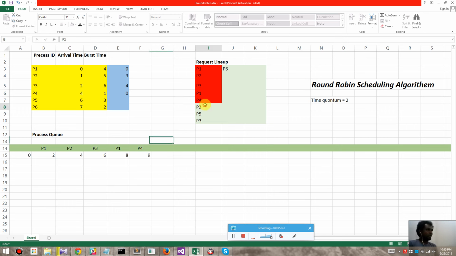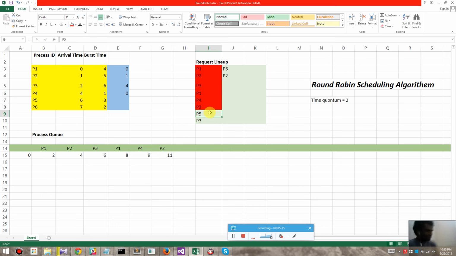Right. Next, I have to consider P2. P2 needs another 3 time units, so it needs an additional 1 time unit to complete after this run, and so I have to add P2 into the queue, and I'll mark P2 here. So the timeline will be 11. Right. Sorry, I have to mark P2 because P2 is already executed.